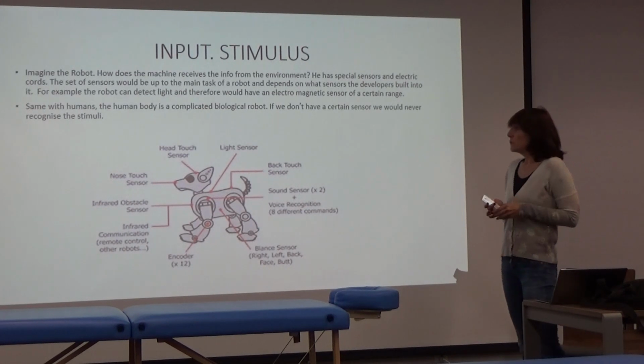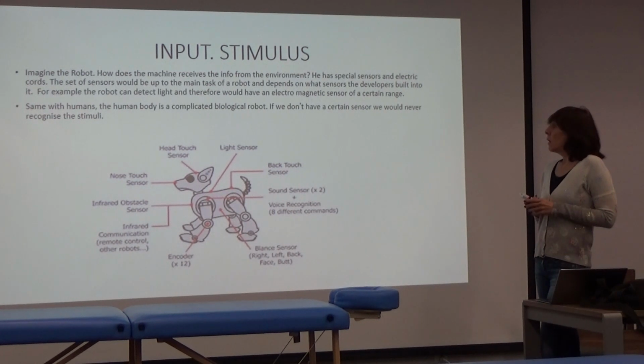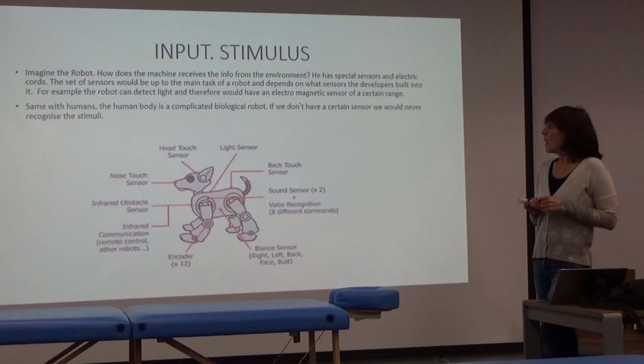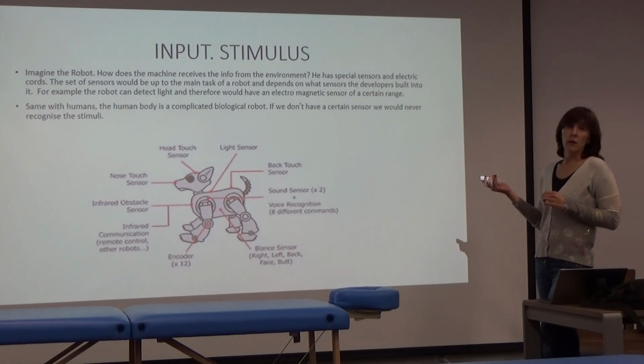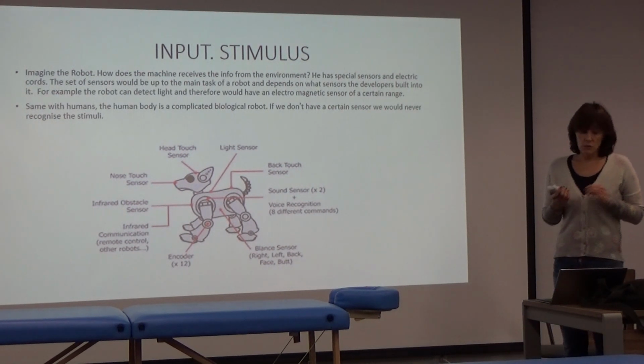Just for example, if we try to build a robot and decide to put some sensors on it, like a touch sensor on his head, a light sensor in his eyes, and a smell sensor in his nose, this robot is programmed to a certain range of stimulus. So for example, we can see it only in the infrared spectrum. In the human being, it's more or less the same.